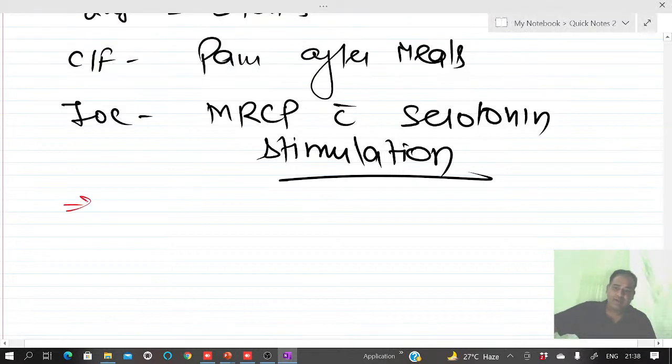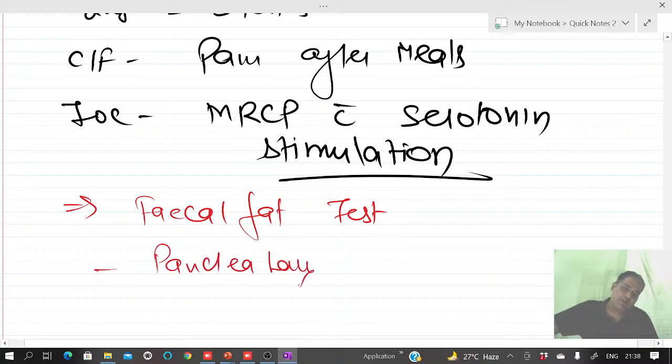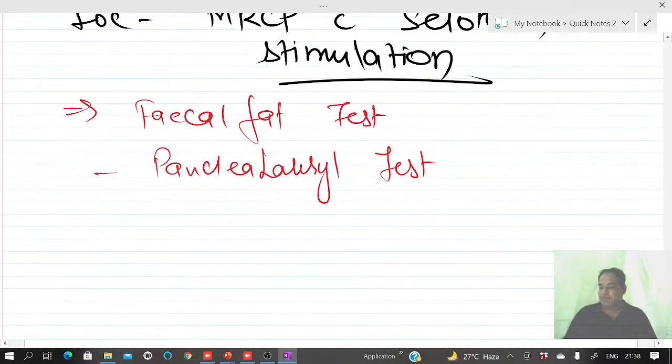ERCP is not the investigation of choice, it is MRCP. We may also do the fecal fat test. You see whether the lipase is reaching the intestine or not. We may also do the pancreolauryl test. You see whether the pancreatic enzymes are being produced in adequate quantity or not.